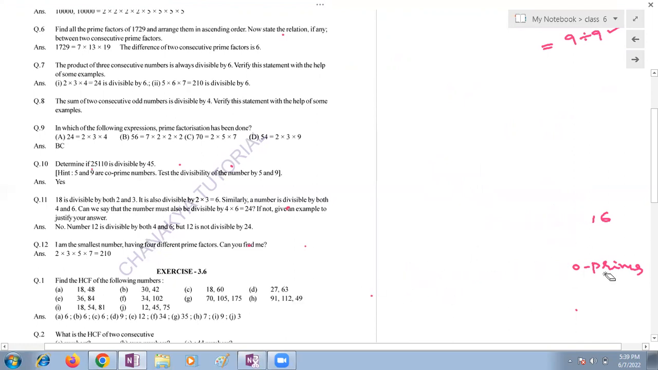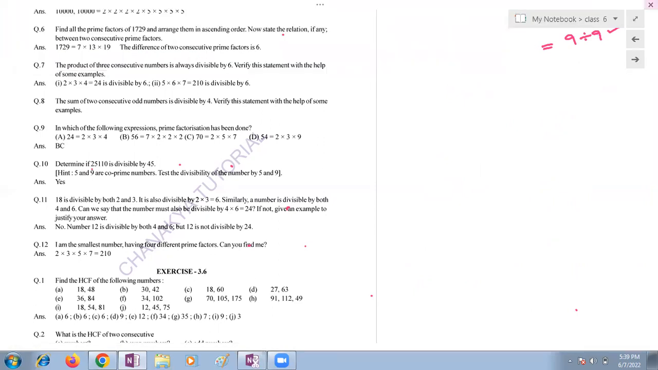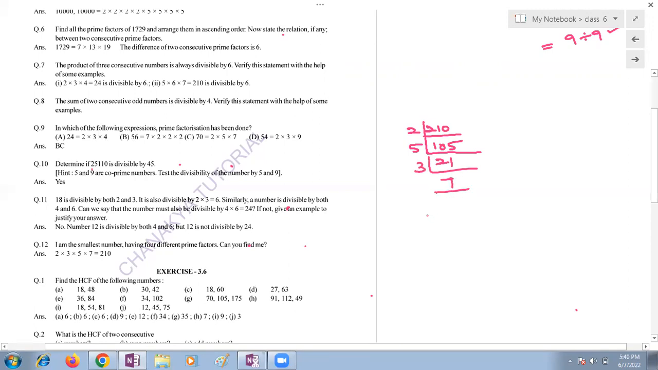Let me check with the smallest prime number. 210, go with the least prime number 2: half of 210 is 105. Here you can take the 5 rule or the 3 rule. 5 times 21, then 3 times 7. 7 is prime, so you can stop here. Then you can write in order.